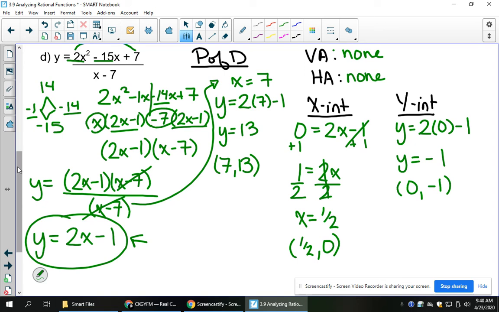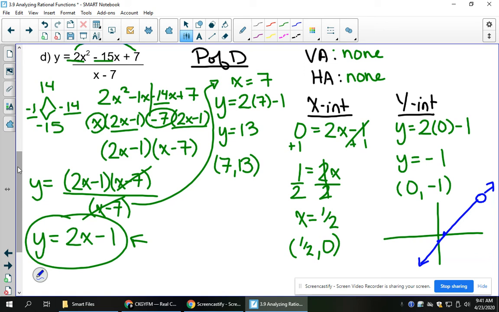So all of these details that we're figuring out basically help us to draw the picture. I know that my y-intercept is at -1. My x-intercept is at 1/2. My hole in the graph is at 7, 13. And this is slope y-intercept form. So this gives me a linear graph with a hole in it.